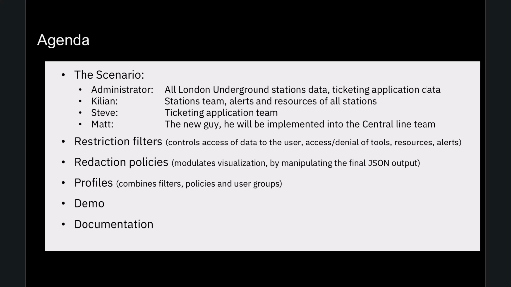So how does this all work? Well, we do have restriction filters. Those control the access to the data which the users can see. They give you access or denial to tools, resources, and alerts. And we do have a new feature, which is called redaction policies. This is a modularization feature, which is manipulating the final JSON outputs that are created from the system before they are rendered in the user interface.